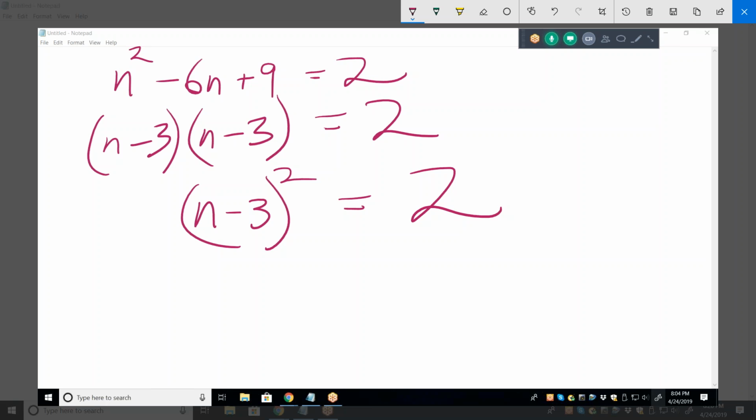What's the next step? What am I going to do at this point? When you have something squared, oh, square root it. Okay. So what's the next line? n minus 3 equals root 2. What are the first words out of your mouth when you're taking the square root of both sides? What else? Then it'd be negative or 3 plus minus root 2.